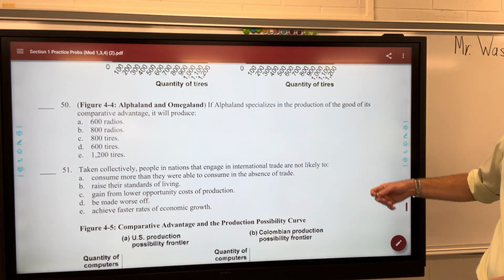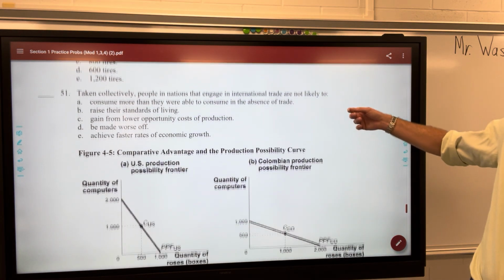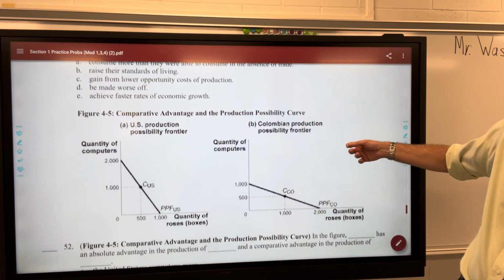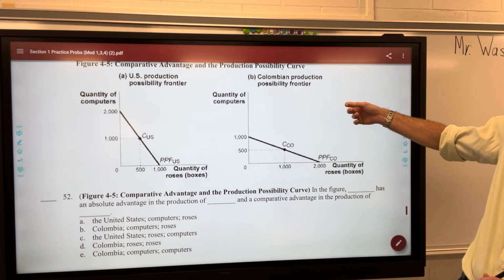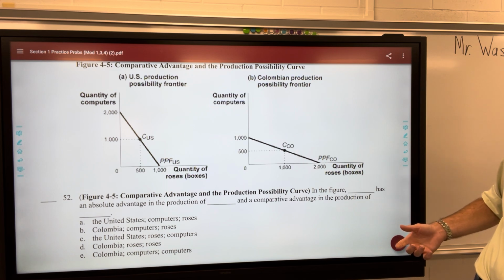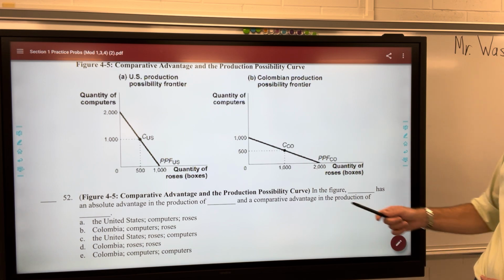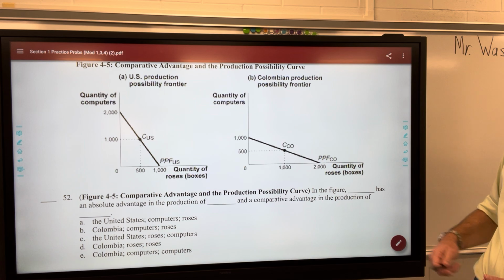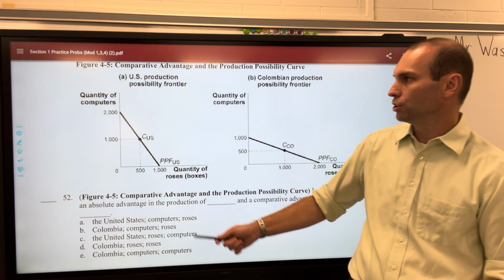All right. You guys didn't need 51. You guys wanted 52. All right, another one like this, and oh my gosh, it's like the same one. In the figure, blank has the absolute advantage in the production of blank and a comparative advantage in the production of blank. Well, who has the absolute advantage in computers?